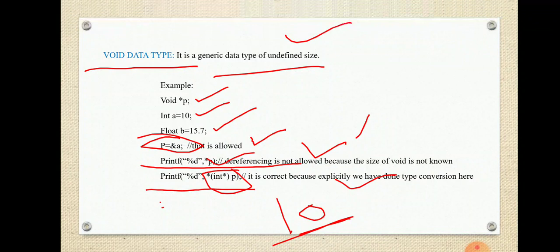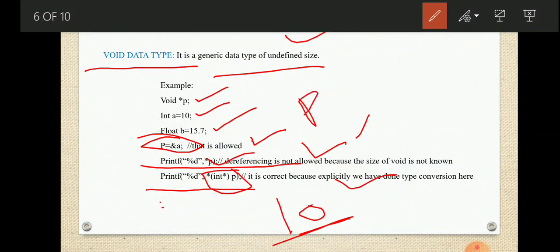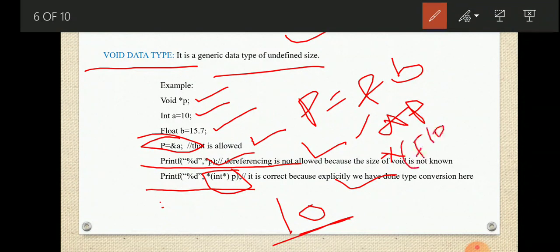But at the time of dereferencing, we have to explicitly say that it is of type integer or type float or type double, same thing. Suppose I want to dereference b, whose value is 15.7. If I directly type asterisk p, it will give an error. To solve this error, we have to write asterisk, float asterisk, and then p.